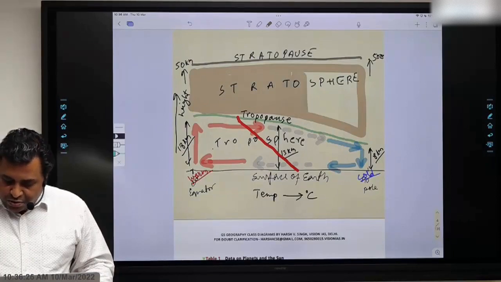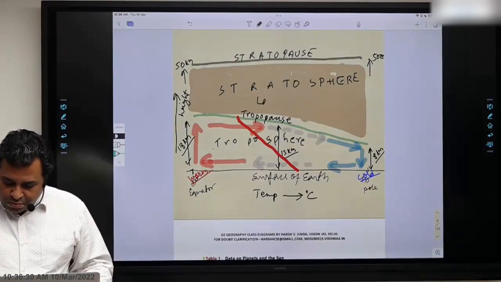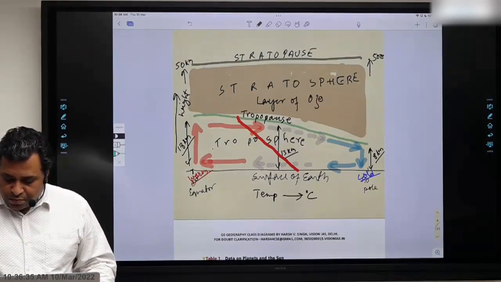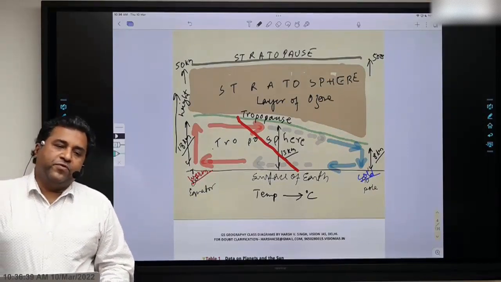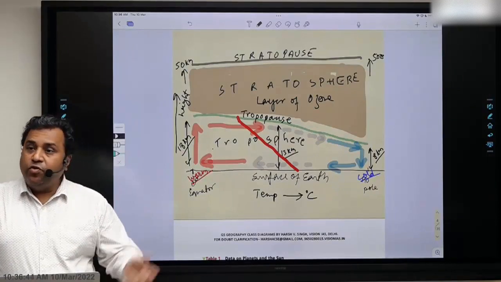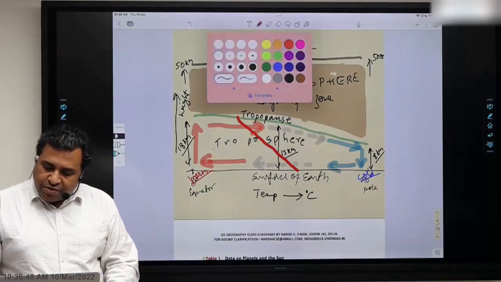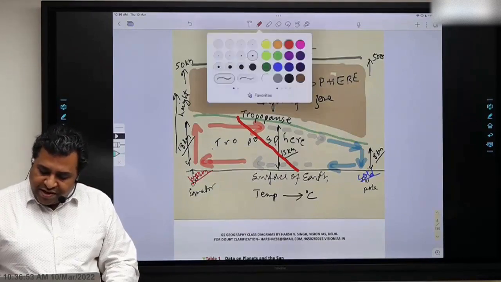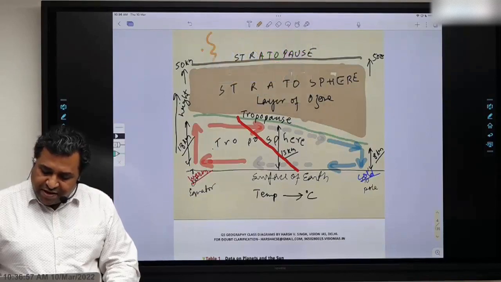ठीक है, so please draw. So this is the layer of ozone. There is this layer of ozone which protects us from UV radiation. ठीक है. Now, where is the UV radiation coming from? Sun, which means above the stratosphere or below the stratosphere? So the UV radiation is coming from above the stratosphere. ऐसा ऊपर से आ रहा है.